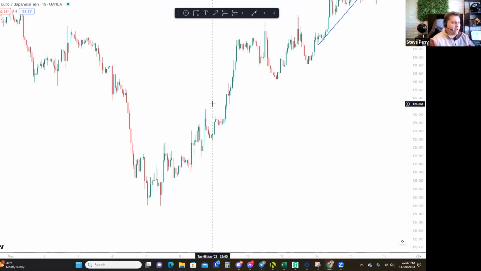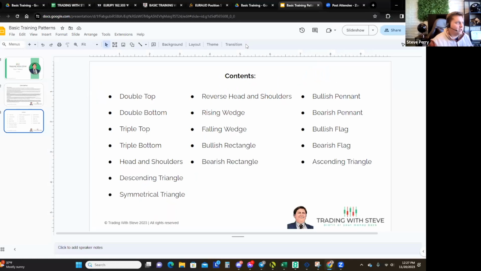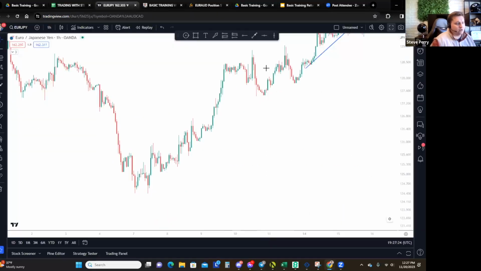All right, what other patterns have we missed? Okay, any other questions so far? Oh, Lee says the USD JPY chart looks like it's forming a bear flag on the H1. Let's definitely go take a look at that.